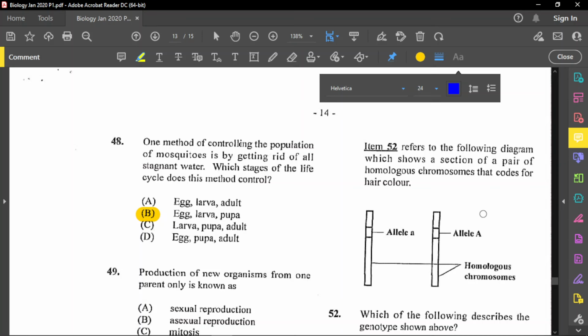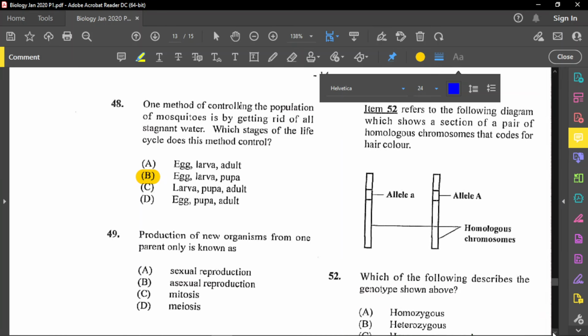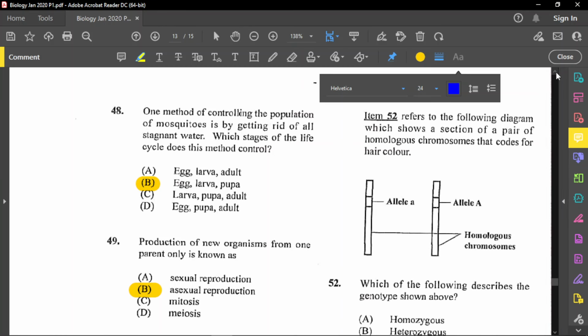All right. Now 40. Let's see which one to go across. Let's see which one is best to deal with first. All right. Let's go a little bit more. All right, let's go to 49. Yeah, 49 is better shown right here. Now, 49 now, we said production of new organisms from one parent only is known as what? Yeah, that right there is asexual reproduction. One organism produces offspring, asexual, one parent.